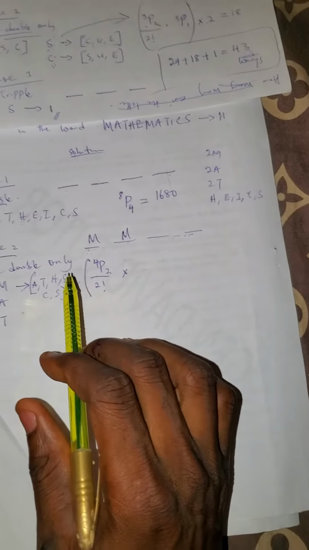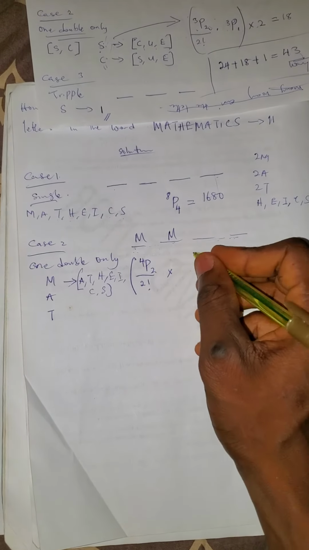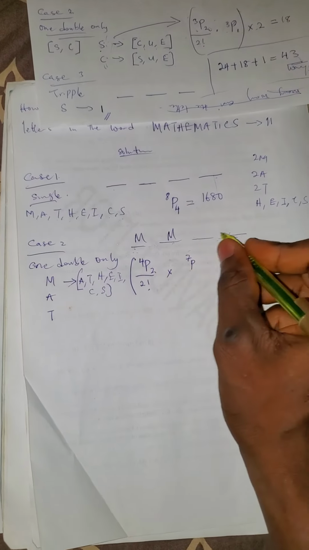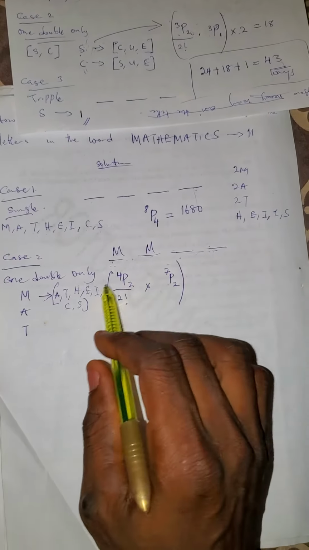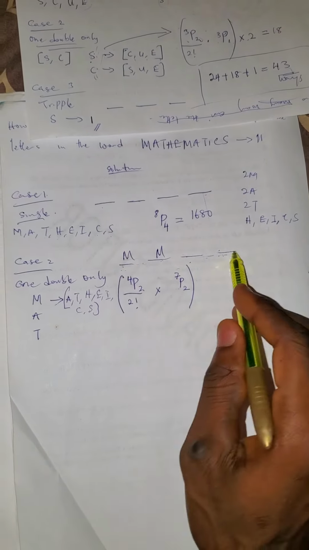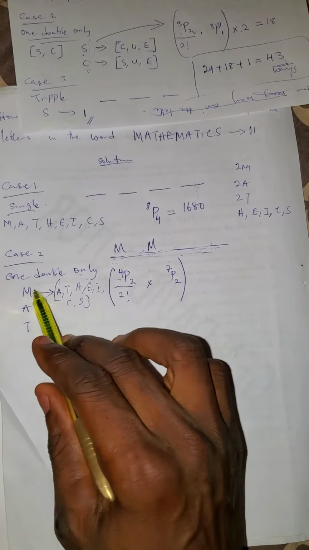So, what are the numbers that remain? That's 1, 2, 3, 4, 5, 6, 7. Now, out of the 7, we need how many spaces to be filled? That's 2. So that's the meaning. Out of the 4 spaces we have here, we need 2 to be filled by what? By the double letter here.